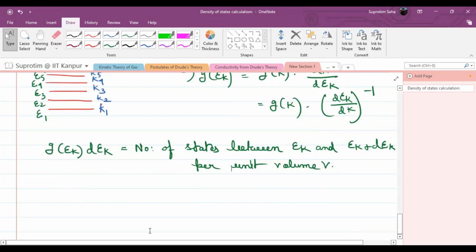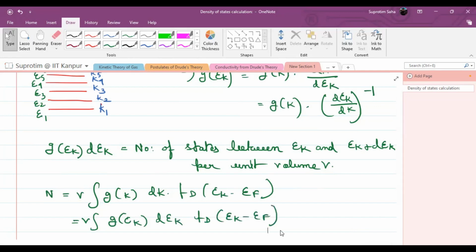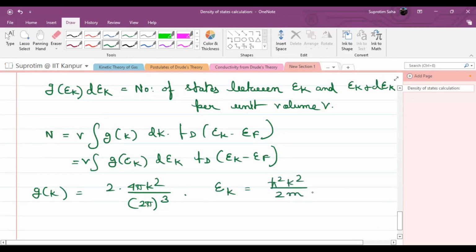So we have two definitions in terms of the energy or the wave vector. But these two define the same thing, which is n, which is given by g(k) dk times the Fermi-Dirac distribution. It is also given by g of epsilon k d epsilon k times the Fermi-Dirac distribution. Let me remind you, g(k) was 2 into 4 pi k squared by (2 pi) whole cubed. Epsilon k was h-bar squared k squared over 2m.